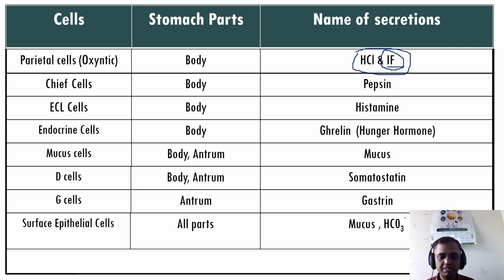Surface epithelial cells, present in all parts of the stomach, secrete mucus as well as HCO3, bicarbonate. And all nucleated cells, not only in the stomach but in every part of the body, secrete prostaglandin. So why do we need to discuss this?